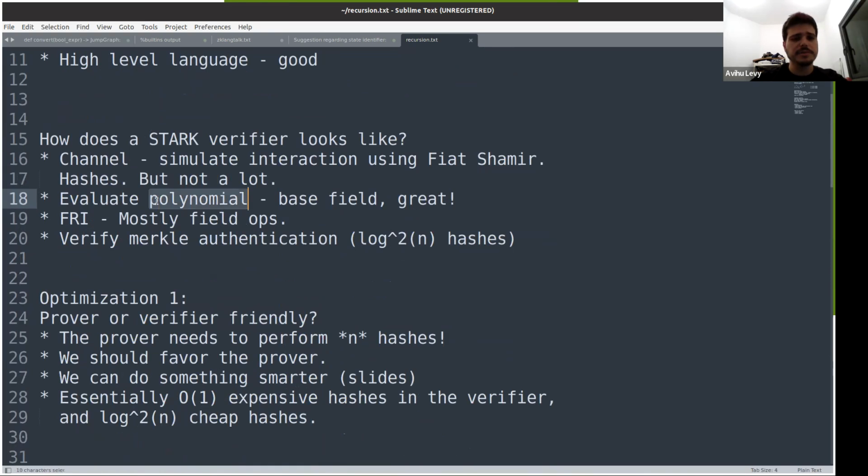Other things we need to do is evaluate polynomials. Again, it's in the base field of Cairo, which is very nice and very efficient. Verifying a FRI, the low degree testing, is also mainly field operations. And the major work here, the heavy lifting, is verifying Merkle authentications, which for the verifier is the log squared hashes, which I'll get into in a bit.